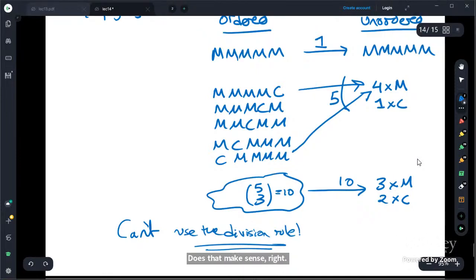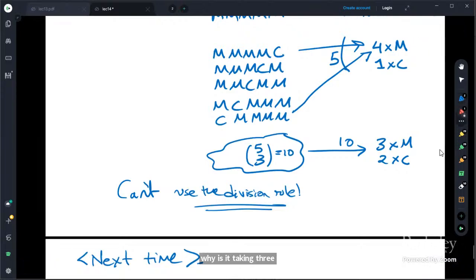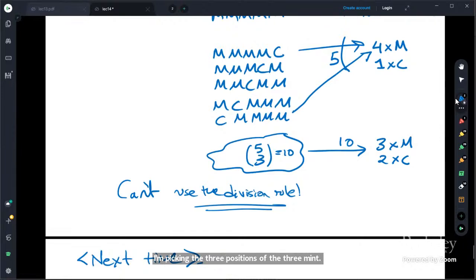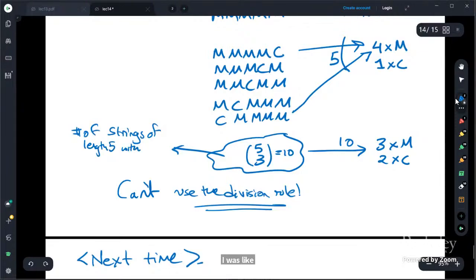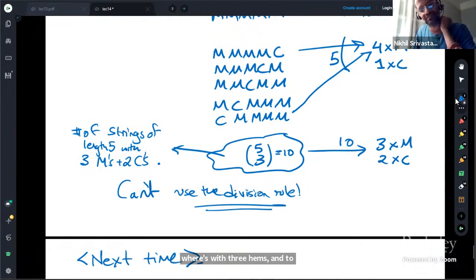So picking 3 from 5 items is 10. Why is it picking 3 things from 5? Oh, because I'm picking the positions of the 3 mint. Could you explain that again? Yeah, so this is the number of strings of length 5 with 3 M's and 2 C's. And we already discussed that, how do you uniquely specify such a string? Well, one way is you specify the positions of all the M's. And that's just a subset of the positions 1 through 5, right?